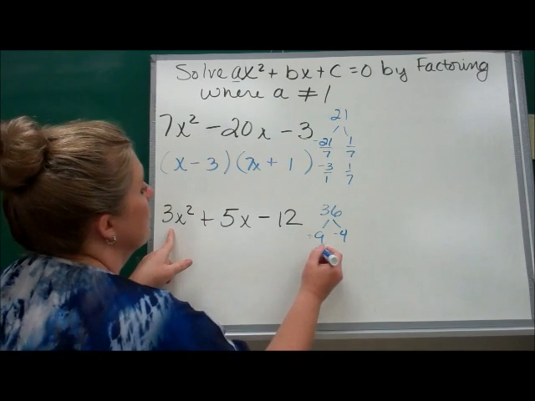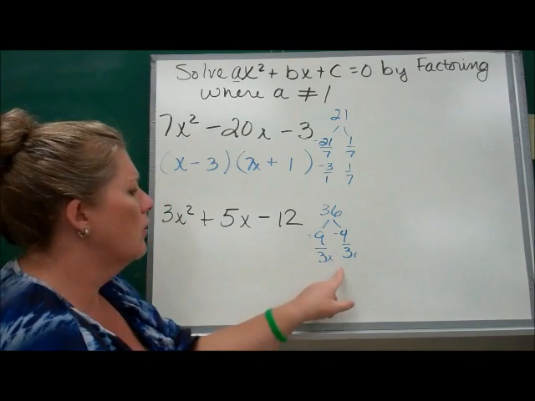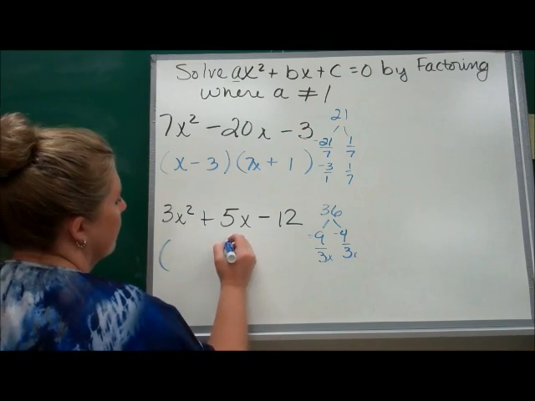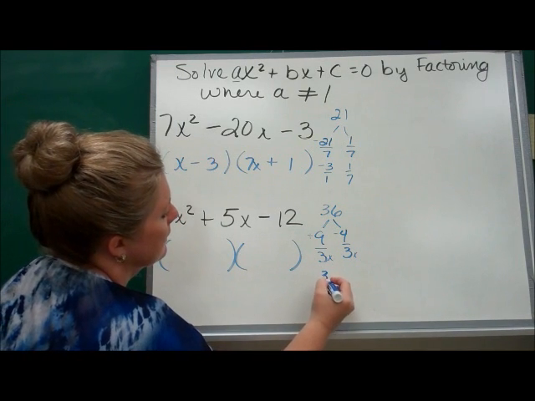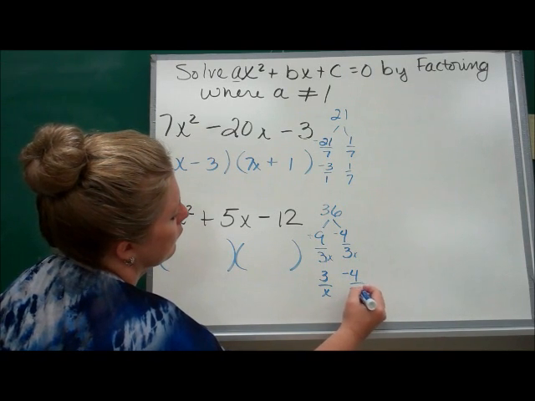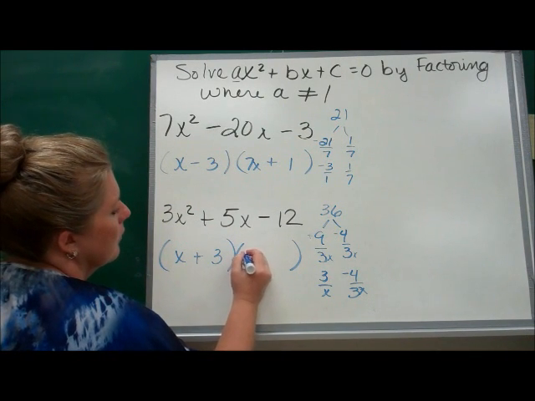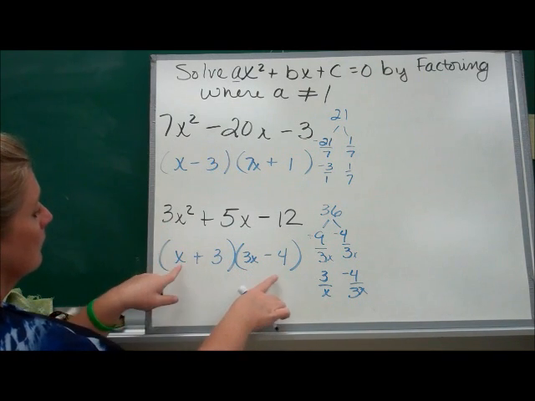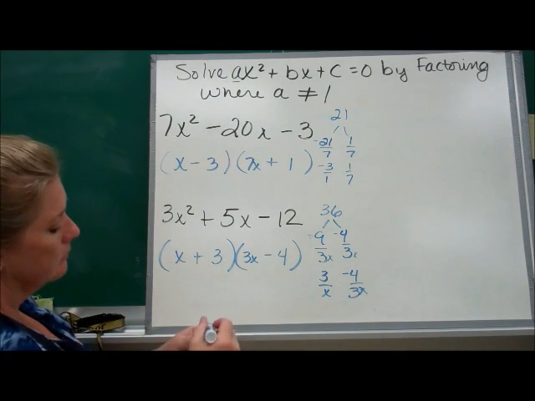Now, divide by 3. If you want to, put an x with that so that you know that the denominator is going to go with the x. Simplify anything that can be. This one can be. This is going to be 3 over x, and this will just stay negative 4 over 3x. And so we've got x plus 3 and 3x minus 4. Check it. Outers, inners, last.